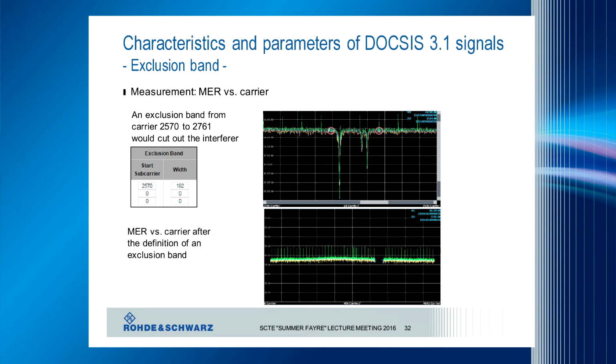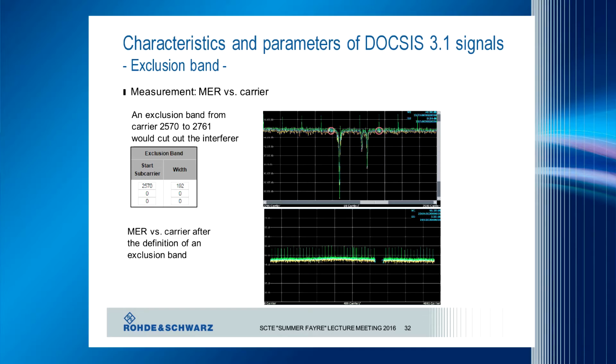I did it here, of course it's not clear. So I start again at carrier 2570 and have defined the bandwidth with 192 carriers and switched off the carriers afterwards. And you can see it here now in the MER over frequency measurement, the gap which is now defined by the exclusion band. And so it looks good.